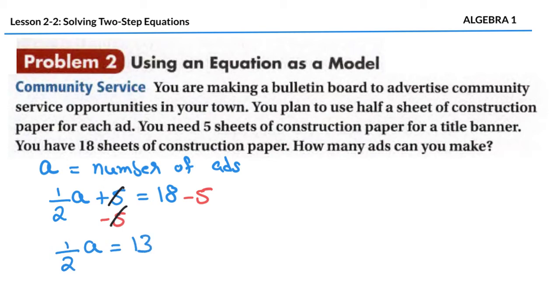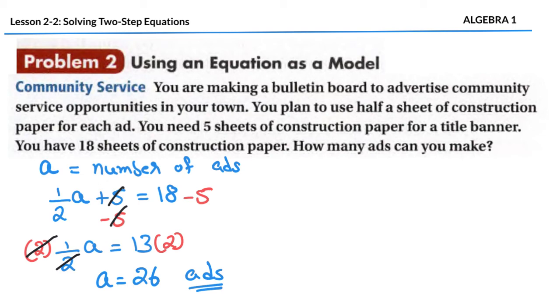Now, how will you remove the half? It's a fraction, correct? Or how will you remove the division, that is 2? Multiply by 2 on both sides. So let's multiply by 2 on both sides of the equation. So that 2 and 2 cancel. We are left with A is equal to 13 times 2, which is 26. So you can make 26 community service advertisements for the bulletin board.